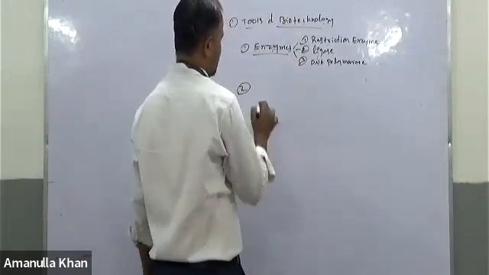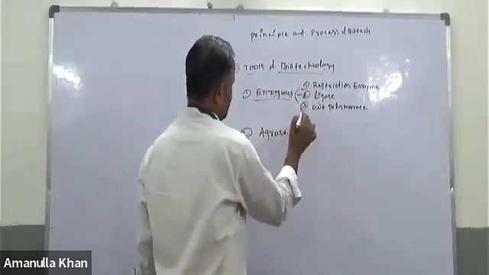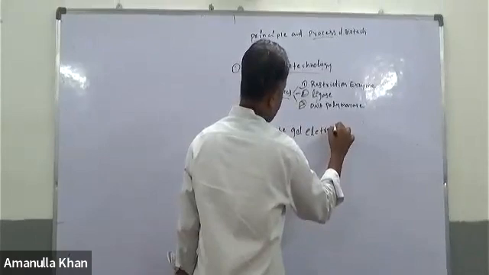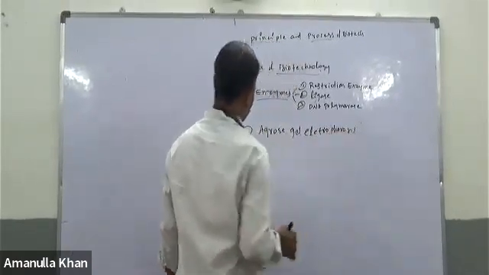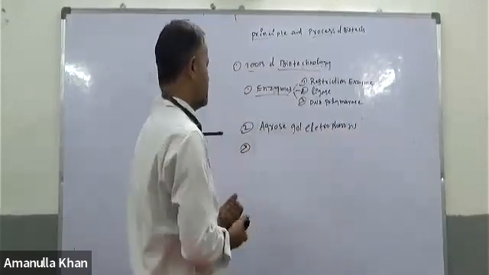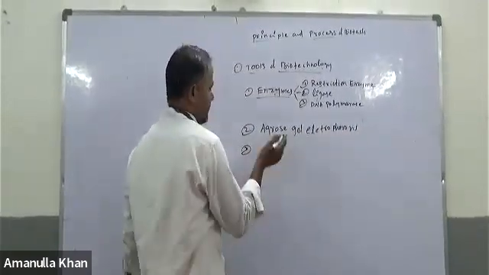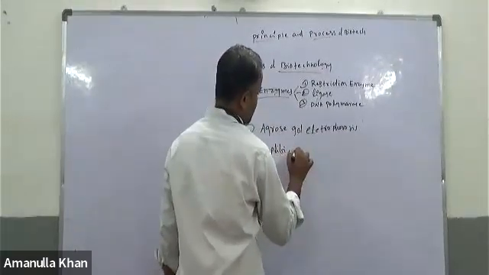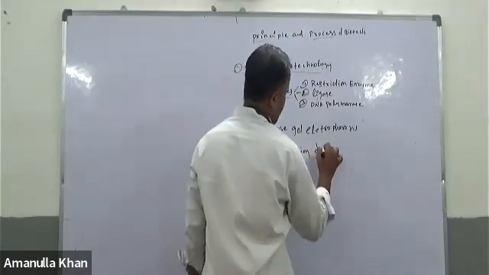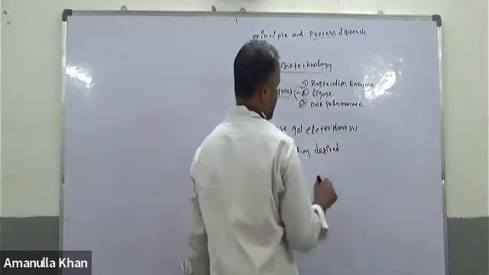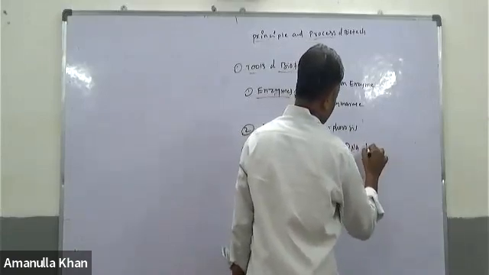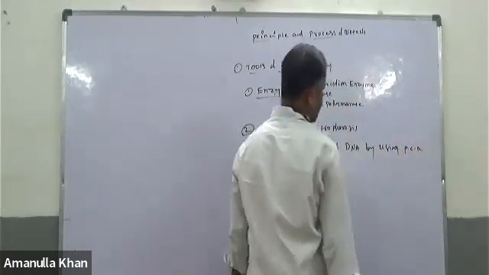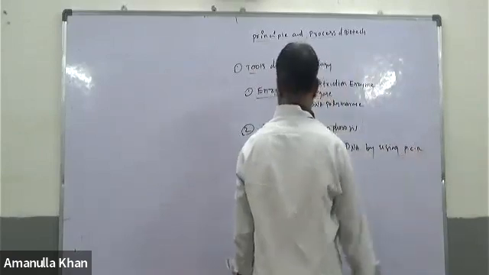The second tool is agarose gel electrophoresis. And the third one is amplification of the gene of interest, that is, amplification of desired DNA by using PCR. P stands for polymerase, C for chain, R for reaction.